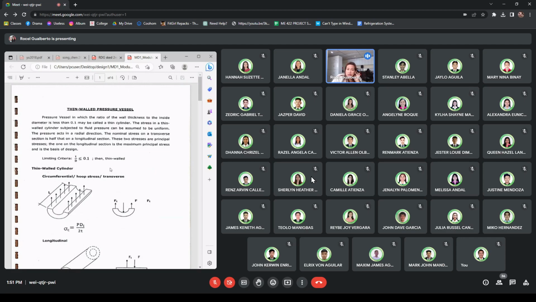Kung hindi naman po, okay, you assume thin-walled first, you solve, tapos you check by substituting here yung answer mo, and it turned out it is greater than 0.1. So you conclude now it's a thick wall, then you need to recompute. Okay? Using yung ating Lame's equation or the Lame's formula. Naintindihan po? Yes po. Opo, ma'am.